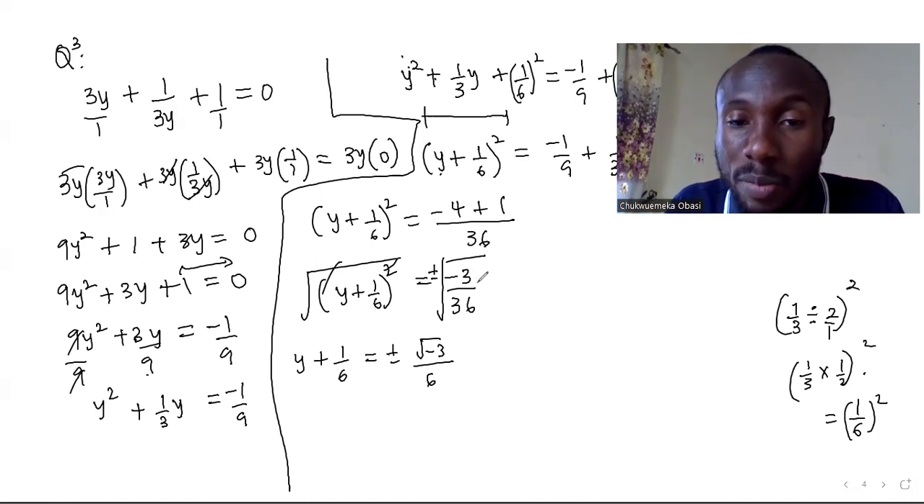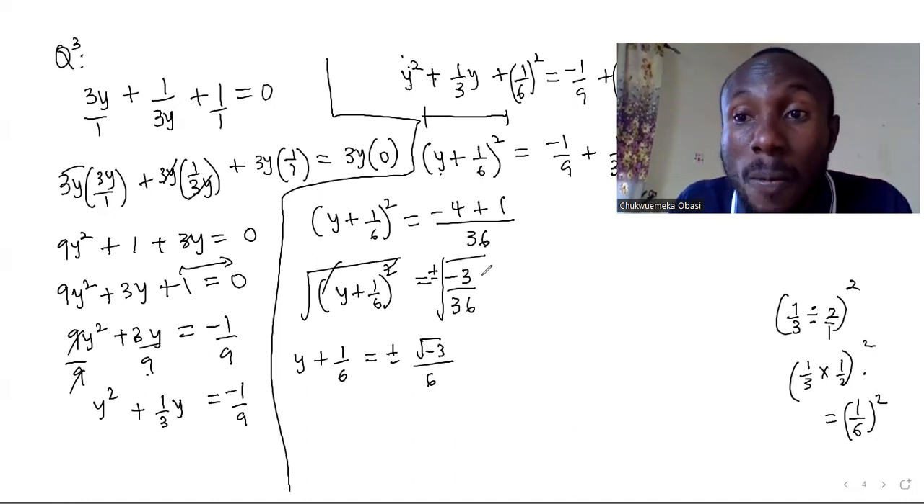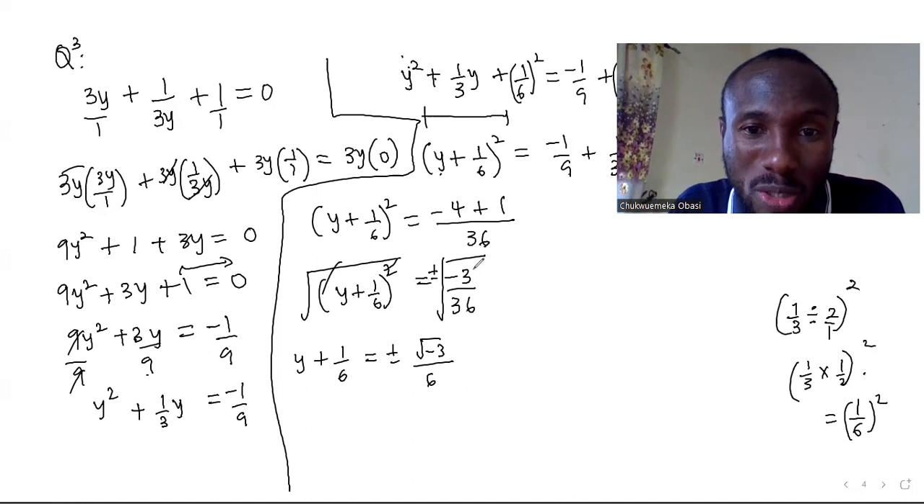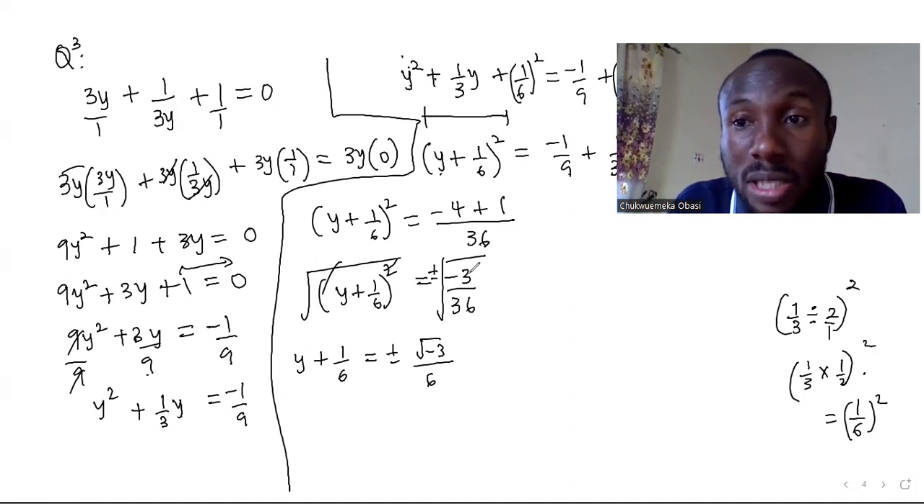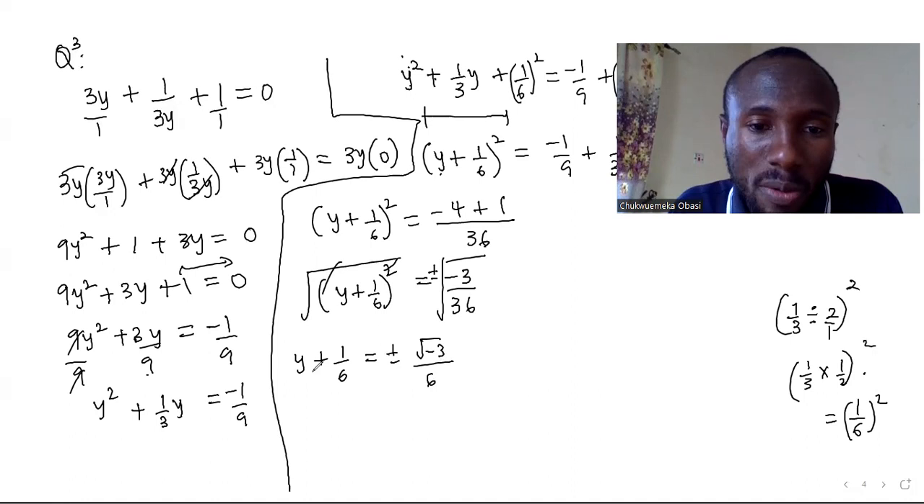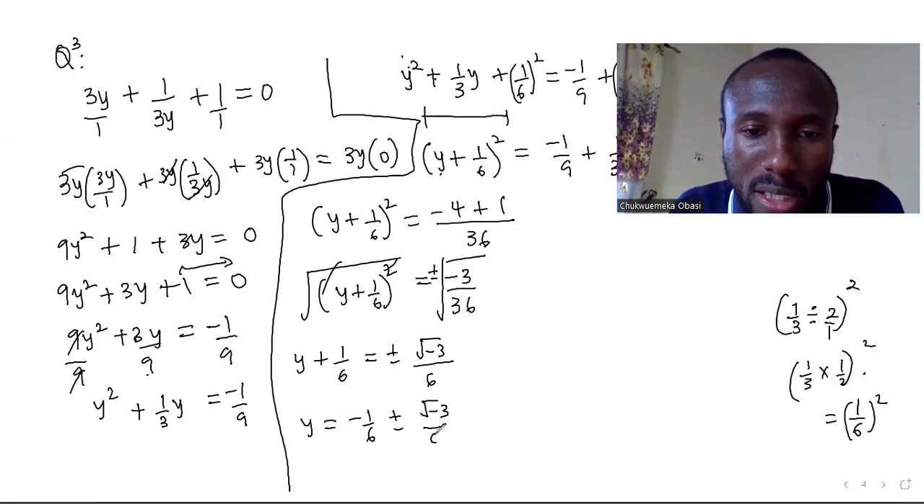So I can't simplify this guy further. I don't want to take us into a complex world. So this is just what you should leave it like for high school students. But if you start doing imaginary numbers, you can go ahead and simplify it. Now, from here, we have y is equal to minus 1 over 6 plus or minus root minus 3 over 6.